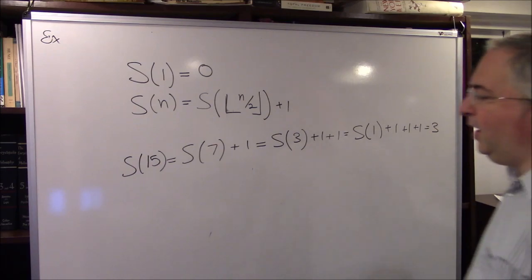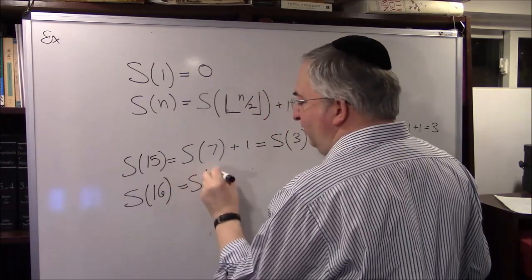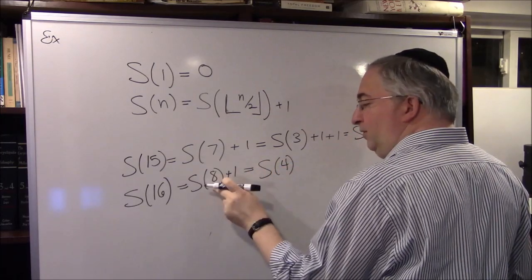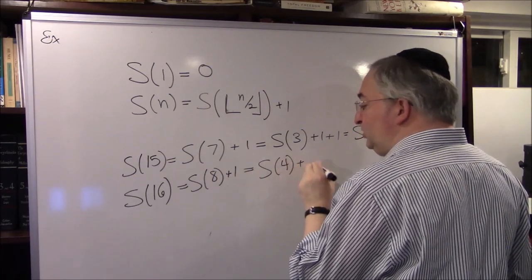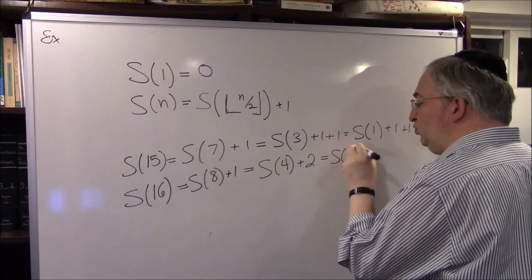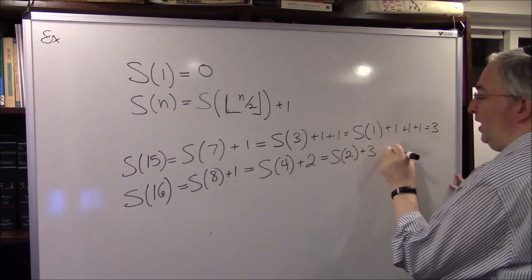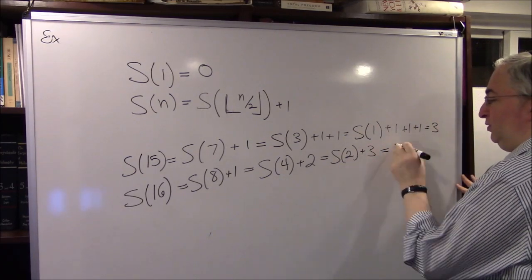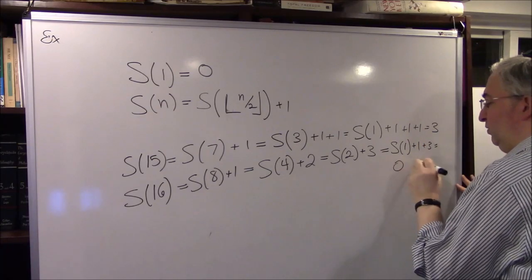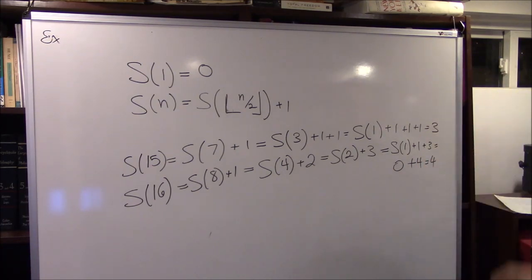Let's just do S of 16. S of 16 is S of 8 plus 1, which is equal to S of 4 plus 1 plus 1, which is equal to S of 2 plus 1 plus 1 plus 1, which is equal to S of 1 plus 1 plus 3, which is equal to 0 plus 4, which is equal to 4. Okay, so 15 is 3 and 16 is 4.